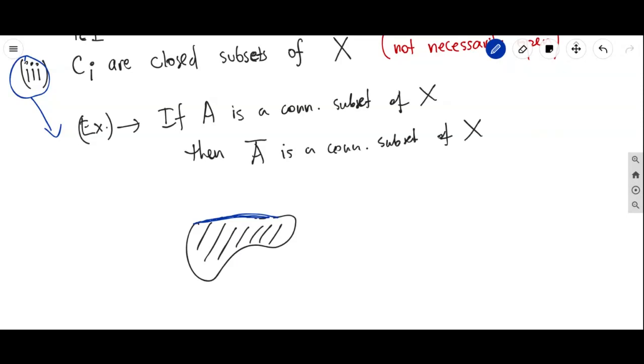So intuitively, adding in the border with the closure, closing off the set with its boundary, should not change the connectedness of the set, because the boundary is infinitely close to the set. There's no separation that's being created. So intuitively, this makes sense.